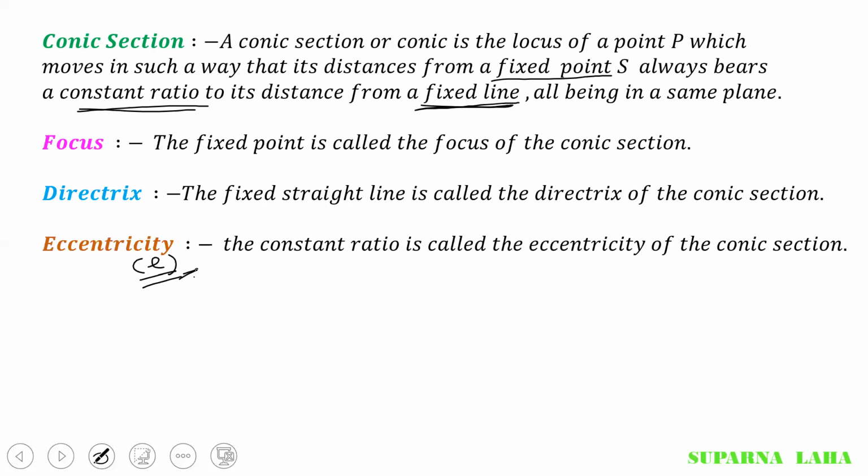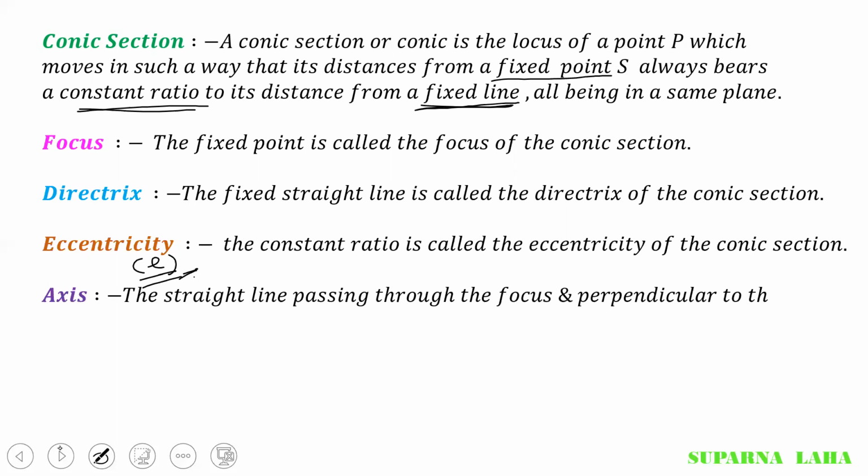Now, this axis. What is the axis? The straight line passing through the focus and perpendicular to the directrix is called the axis of this conic section. When we discuss conic sections like parabola, hyperbola, and ellipse, we will figure out which one is called the axis, which is the vertex, which is the center. But for now, just go through the definition.